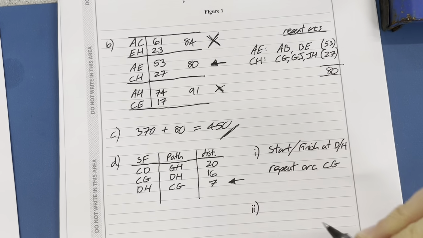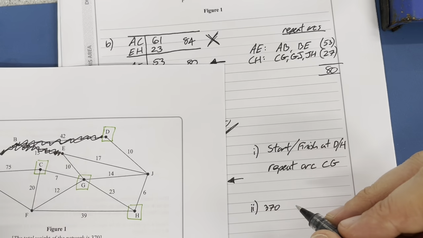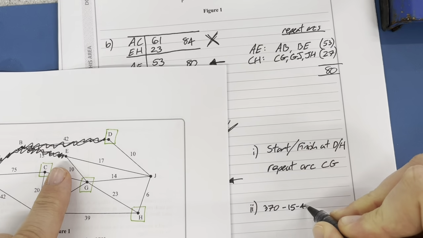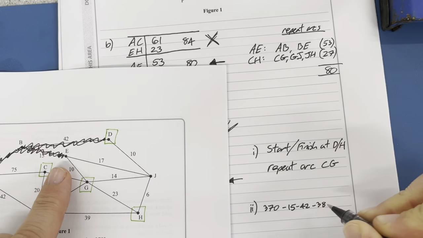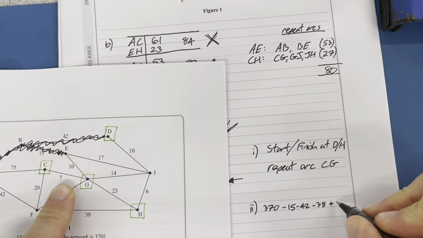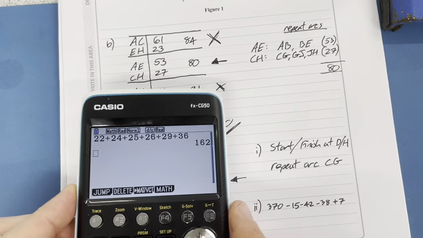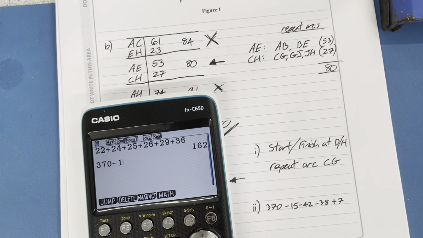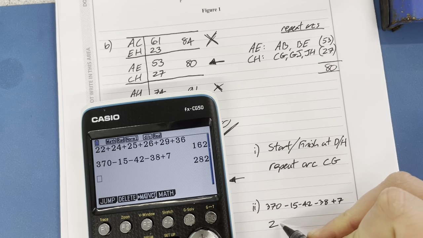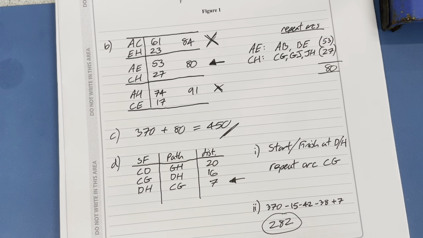So, the length of it, well, that's going to be the original network minus the three arcs that were connected to B, so that's minus 15, minus 42, minus 38, because those are not being traversed at all. And then I'm repeating CG, so I need to add 7 to that. So that's going to give me the total length. So 370 minus 15, minus 42, minus 38, plus 7 is 282. Okay, that's meters.